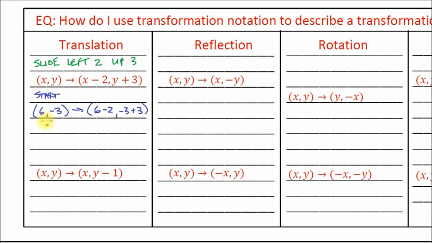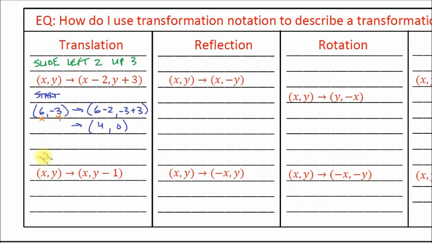Take a look here. This was our original x, y, and now that x, y is being changed to our new value. And so our new value is going to end up being 6 minus 2, which is 4, and negative 3 plus 3 is 0. So by using transformation notation, we were able to describe sliding a point left 2 and up 3. Here's our new point. This new point compared to our old point is 2 units to the left and 3 units up.